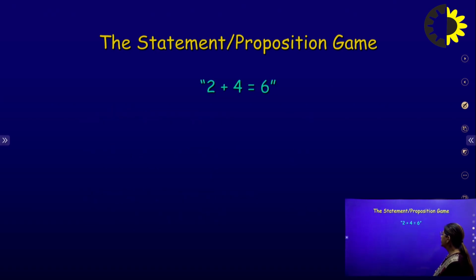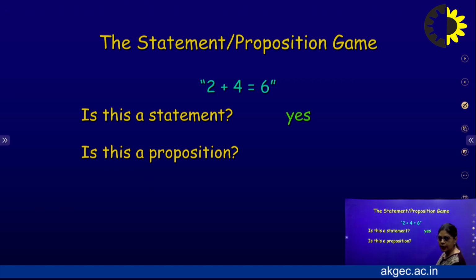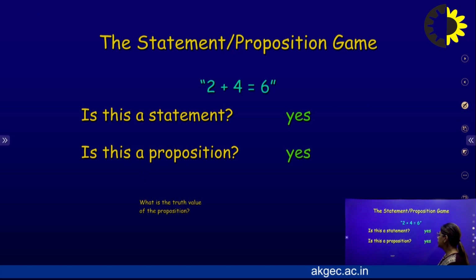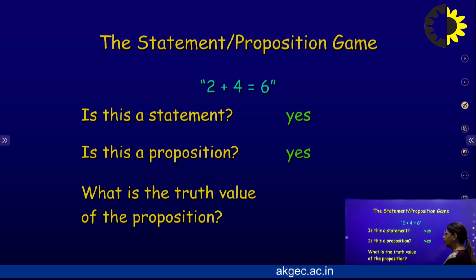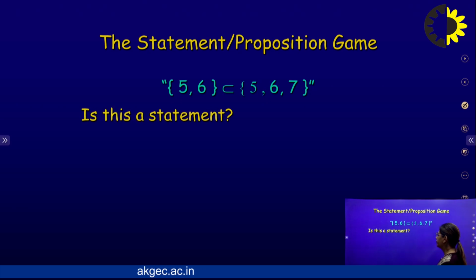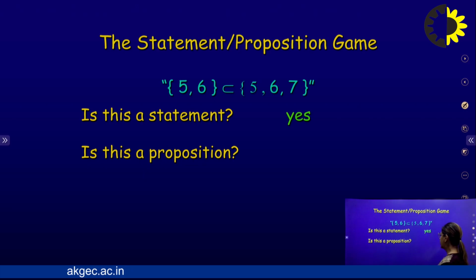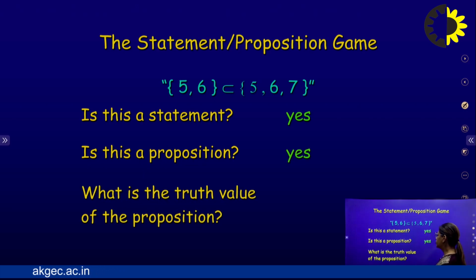Now, next statement, 2 plus 4 is equal to 6. Is this a statement? Yes. Is this a proposition? Yes, because we can assign one truth value to this. And the truth value of this proposition is true. Next, {5, 6} is a subset of {5, 6, 7}. Is this a statement? Yes. Is this a proposition? Yes. And what is the truth value? True.